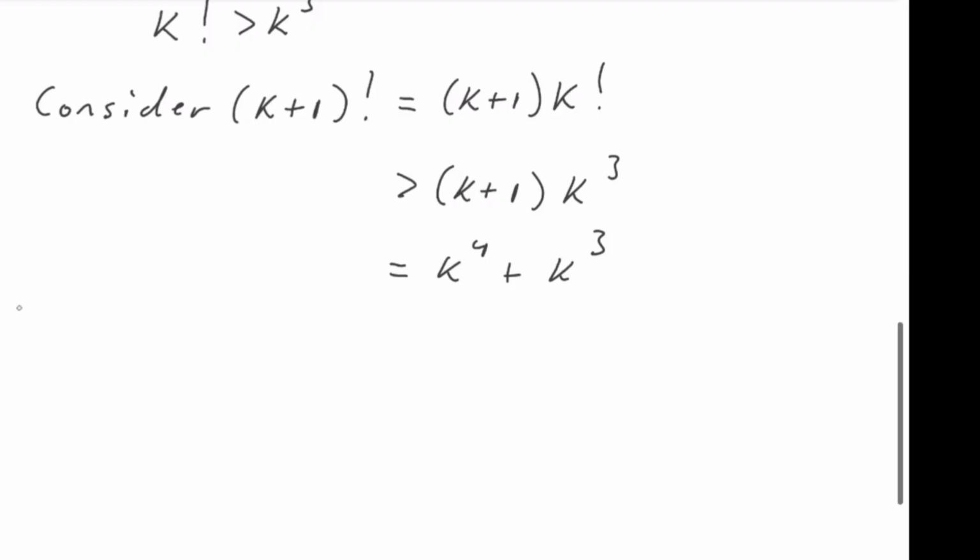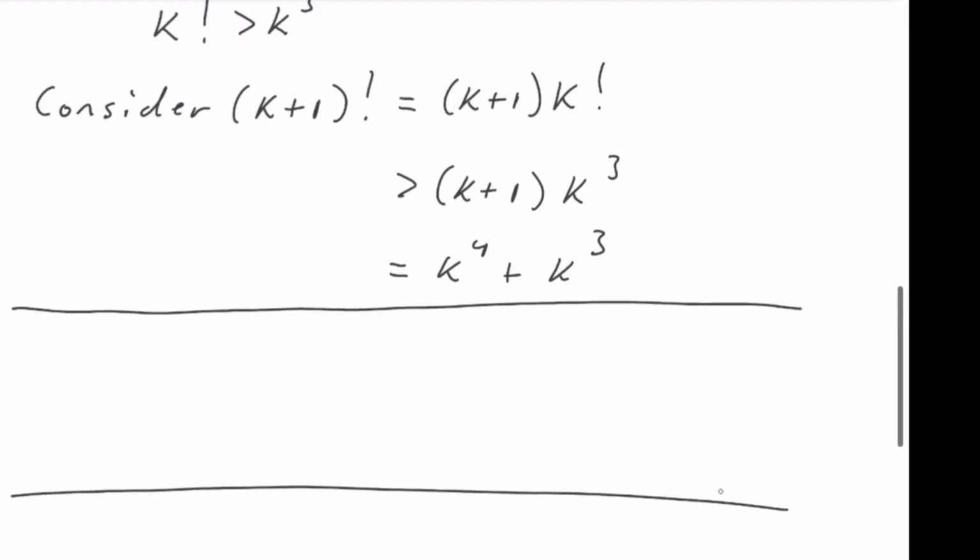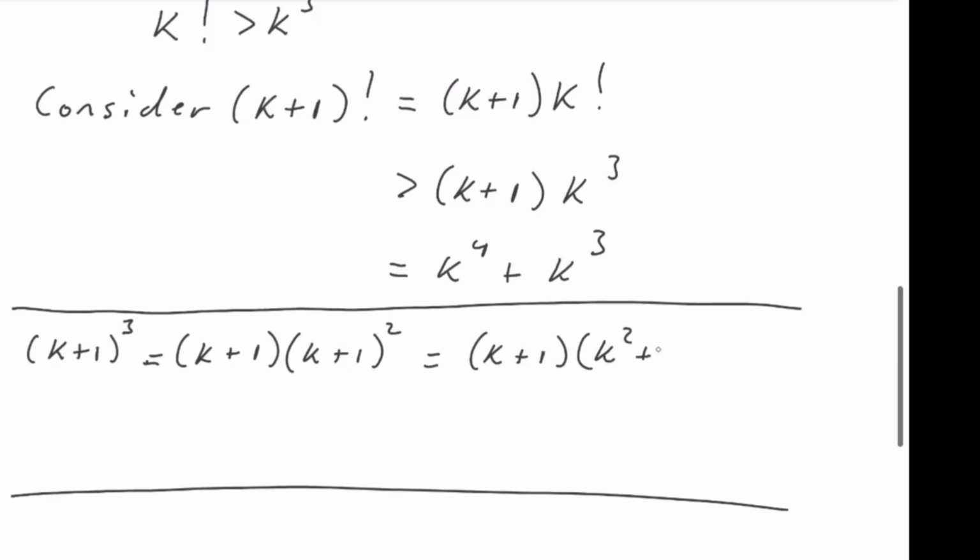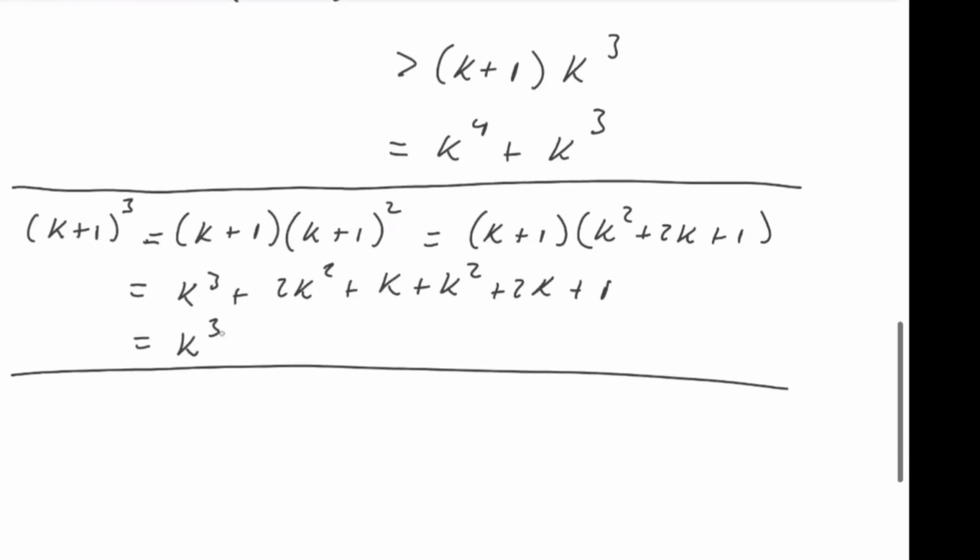All right, so remember, let's look at what we kind of want to get. So k plus 1 cubed, right? Because we want to eventually show that k plus 1 factorial is bigger than k plus 1 cubed. So let's go ahead and look at this. So this is equal to k plus 1 times k plus 1 squared, which is k plus 1 times k squared plus 2k plus 1. And then this is equal to k cubed plus 2k squared plus k squared plus 2k plus 1. And then that is k cubed plus 3k squared plus 3k plus 1.